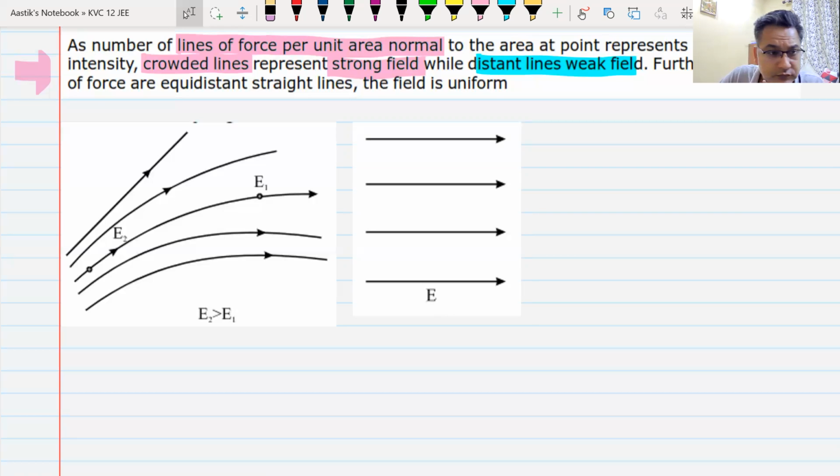The distance between two electric field lines is the same. That means they are constant in magnitude and their direction is also the same. That means they are constant in magnitude and constant in direction, and therefore it becomes the case of a constant electric field. Do we understand this? Yes, sir.